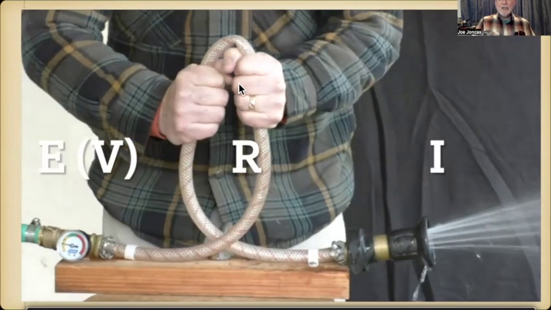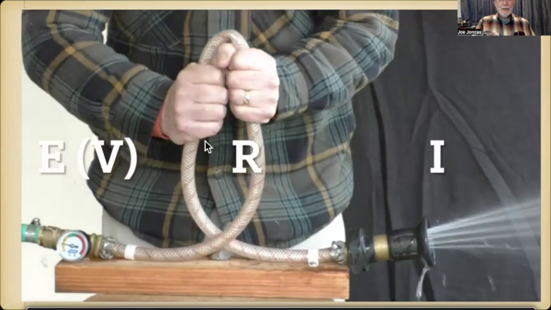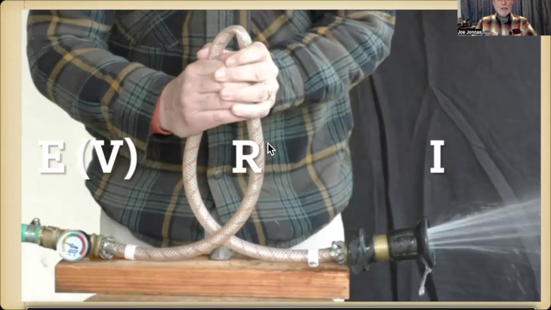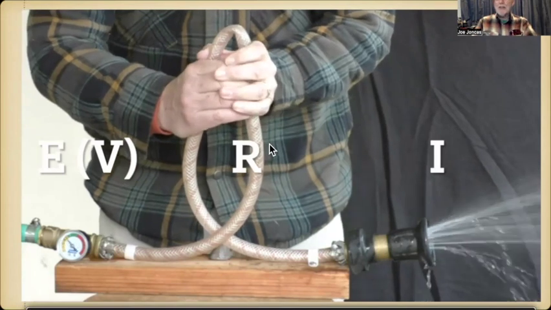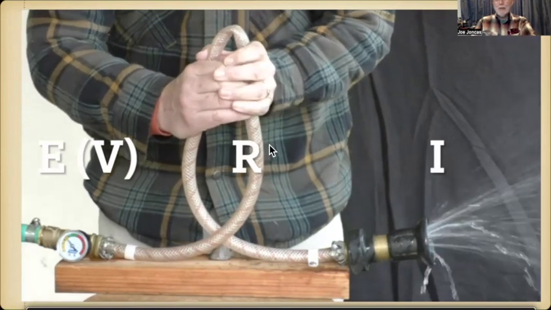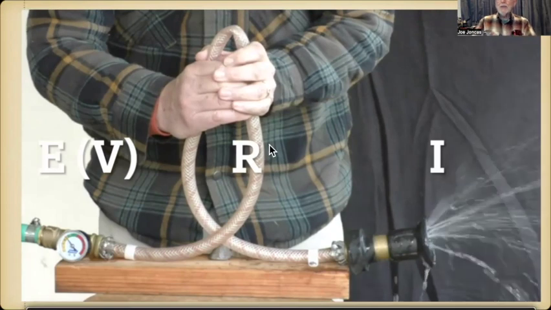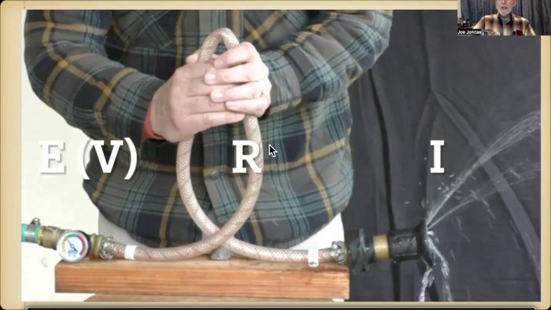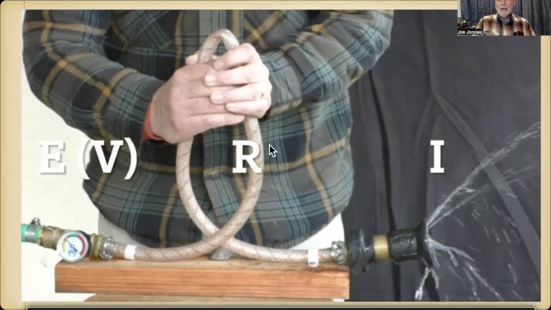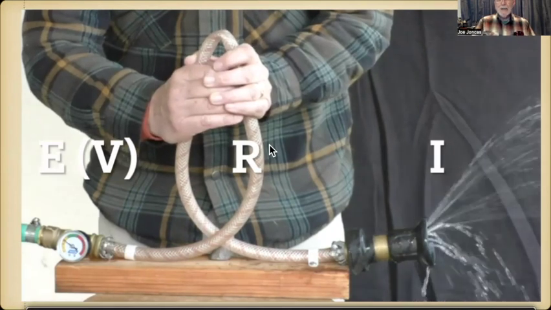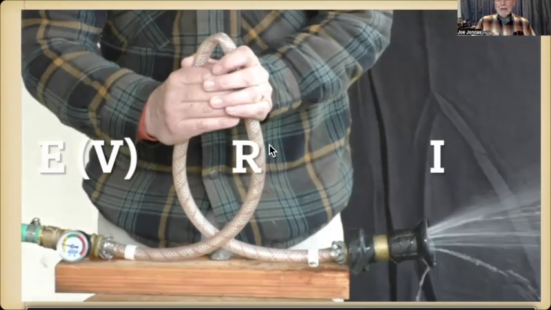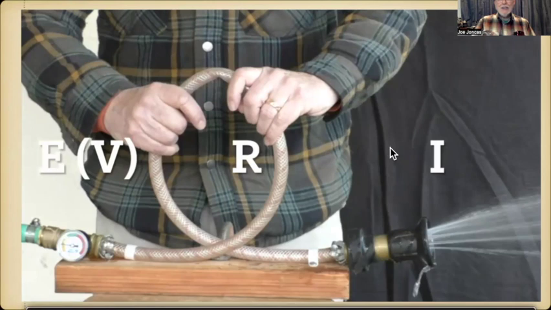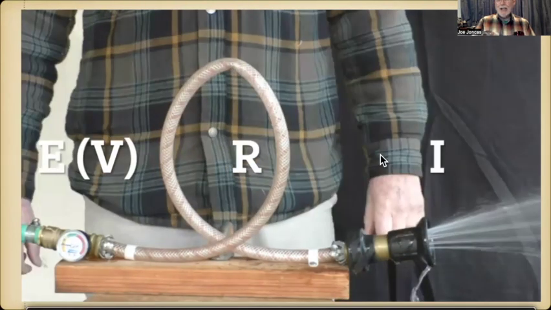So now watch, he's going to crimp it again. And you can see on the left side, that's E, electromotive force or voltage, and you can see the pressure in the gauge. Now he's crimped it off and reduced the amount of water flowing through there. See how it's just spitting out a little bit? And then he will release it again. So there's our current. I is current, remember? Our electron flow.